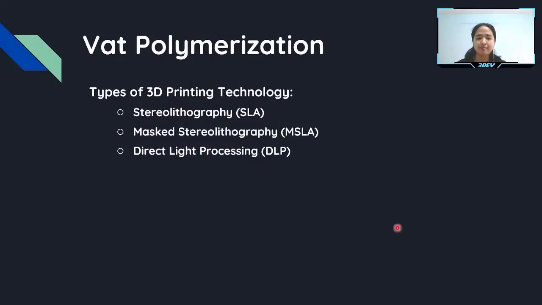Next up, wet polymerization. Next up, wet polymerization printing method technology. So wet polymerization has three main technologies: stereolithography, or we can call it SLA, masked stereolithography, MSLA, and direct light processing, which is DLP.